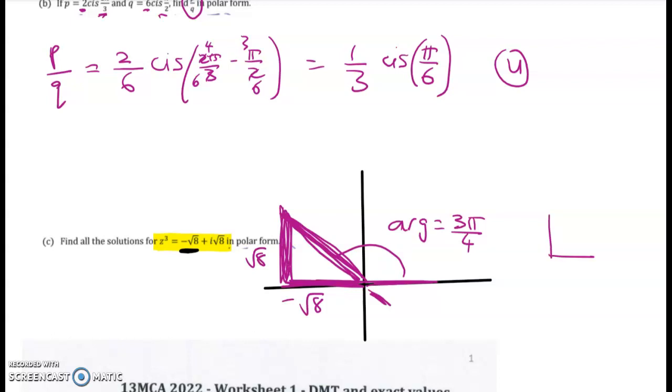And what we're looking at is a scaled up version of a 1, 1, root 2 special triangle. So what have we done? Well, we've taken the 1 and we've times it by root 8. Okay, so it's a similar triangle, and that means that the magnitude is also going to be times by root 8. So we can very quickly get this number here into polar form.